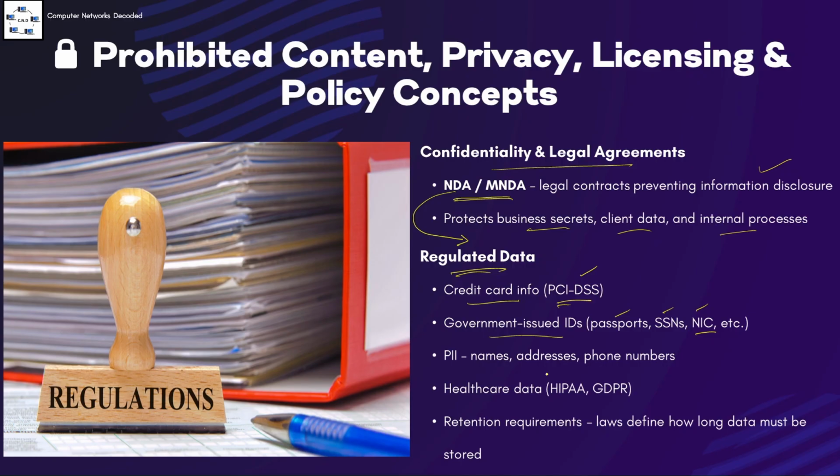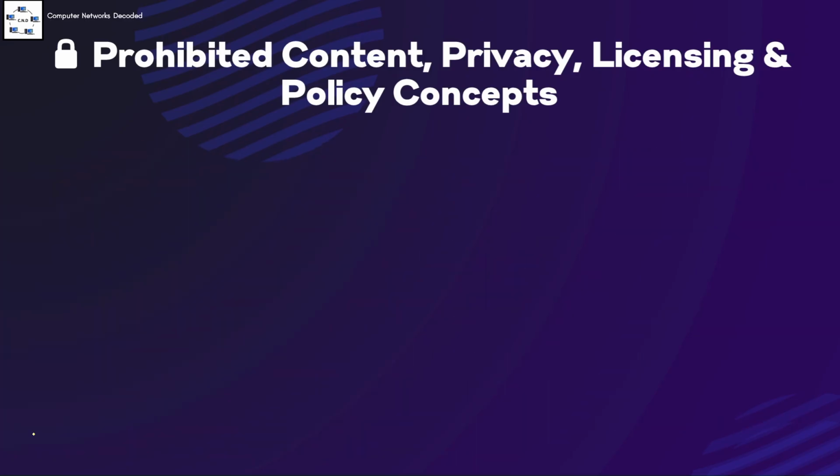I don't know what this means exactly. PII, personally identifiable information, that may contain names, addresses, phone numbers. Healthcare data, which are regulated under HIPAA and GDPR, and retention requirements of the data. They are as per law. The laws basically define for how long data must be stored and retained by the organization.